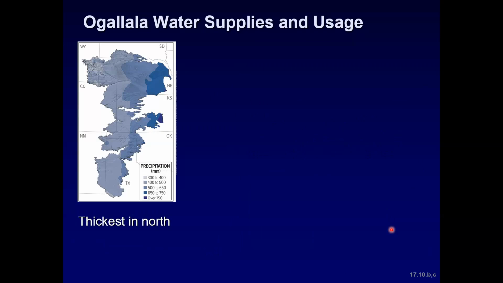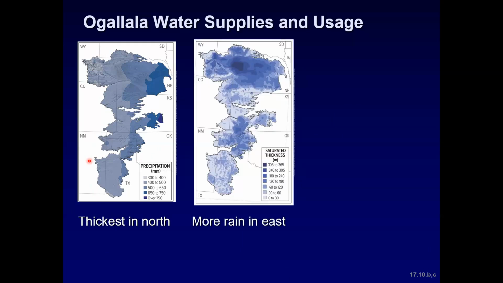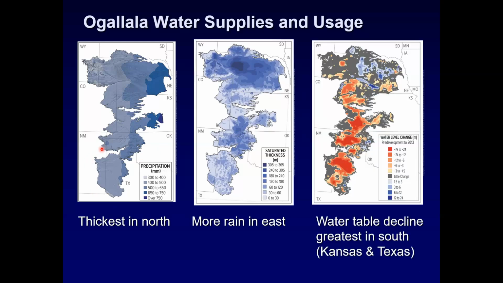Okay, so precipitation helps recharge it because it's unconfined. All right, so the greatest precipitation is up here, and the least precipitation is towards the west. All right, the northern part has the greatest saturated thickness, supply, and then the water table decline is greatest in the south, in Kansas and Texas.